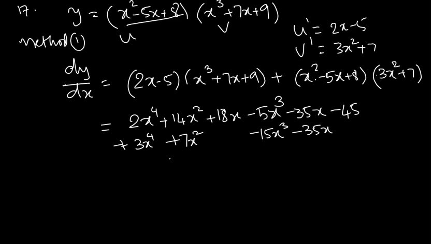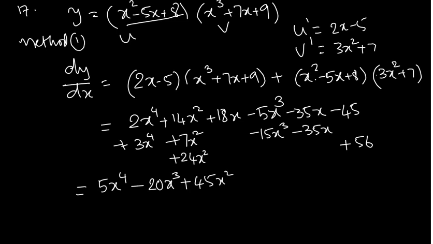So when you add them, you get 5x to the power of 4, adding these two, then minus 20x cube, then 14 plus 7, 21, 45x squared, then minus 70, you have to subtract 18, so you'll get 52x, then plus 11. This is by method 1.